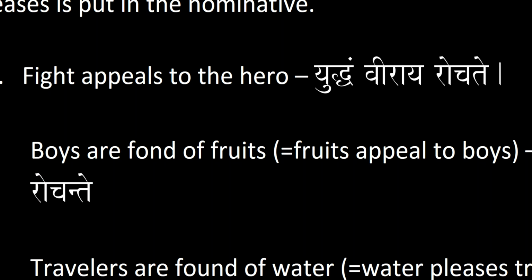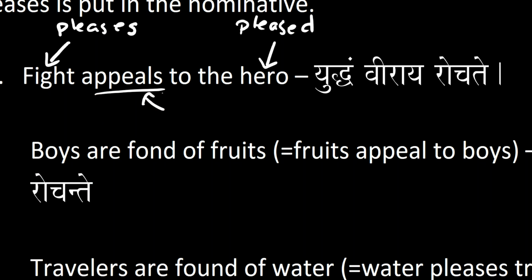So yodham is the thing that is doing the appealing. So this pleases. The hero is the one that is being pleased. And the appeals, that is just middle voice. So, since the fight is the thing that is doing the pleasing, that is going to be put in the nominative case. So, yodham is actually nominative singular. The reason why it ends in yodham is because this is a neuter noun that ends in a.